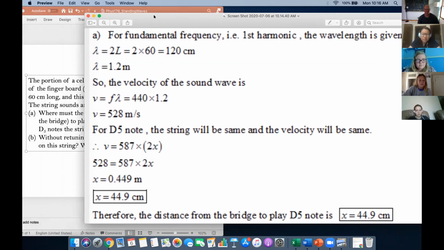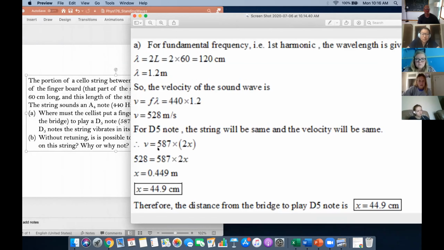Now this is where I was confused. So Molly's correct. The velocity of the wave on the string has to be the same. So why is that true, Molly? Because aren't they on the same instrument? Yeah, it's on the same instrument.